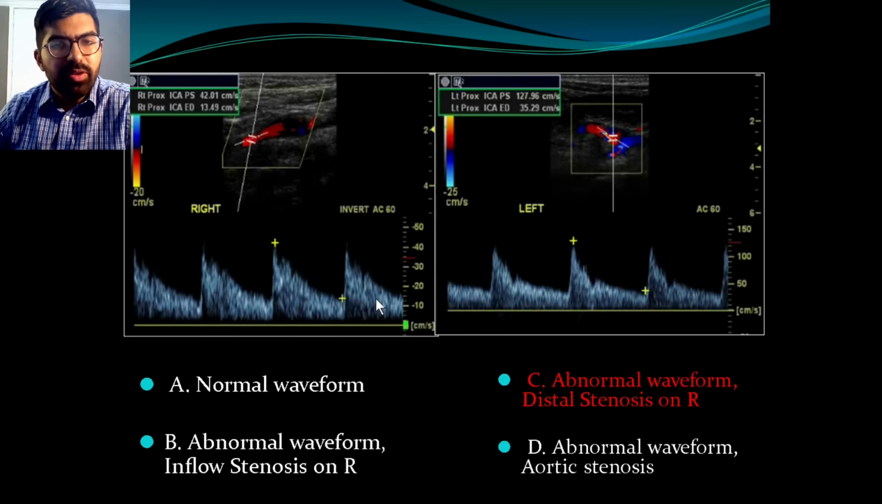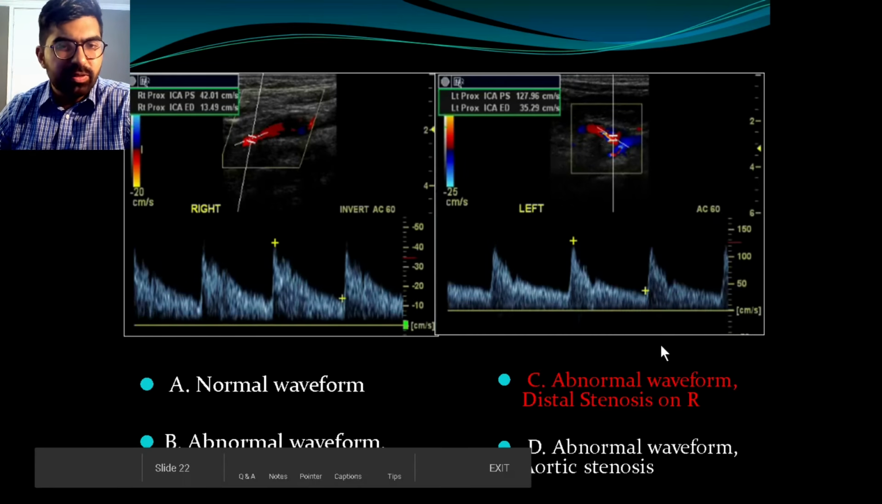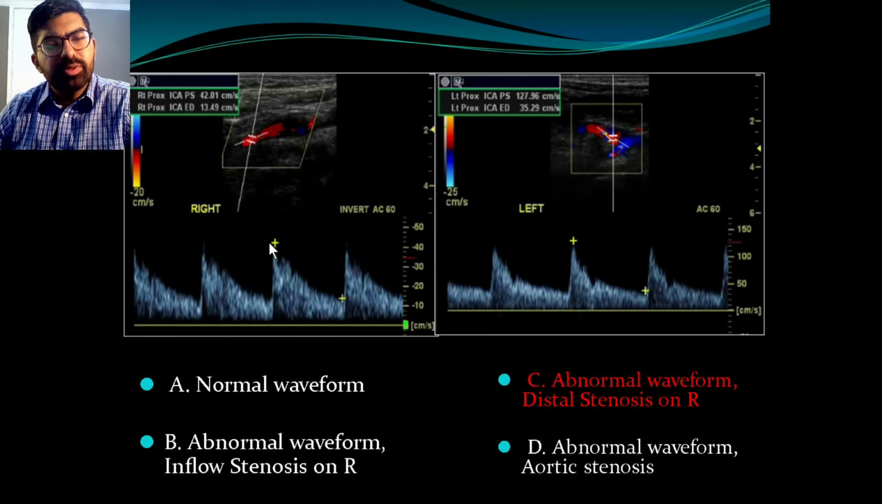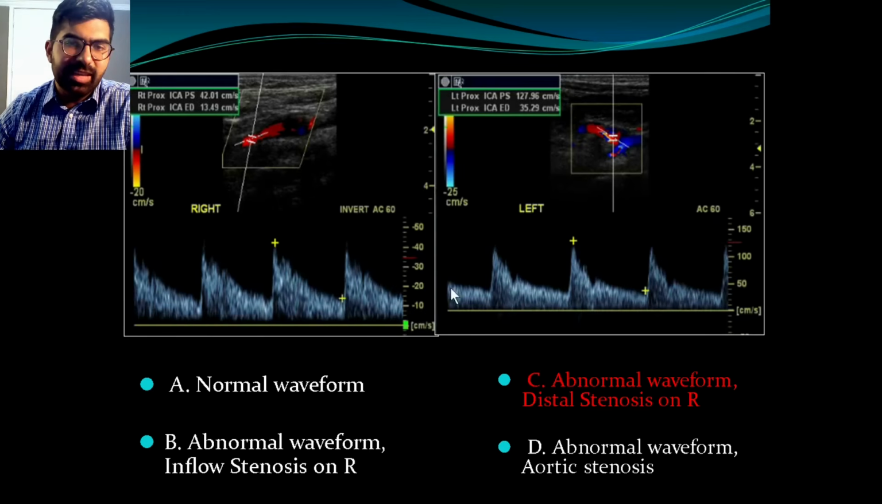But the way you know from this particular image is, again, look at the velocities. Significant difference in the ICA between the right and the left. You also notice the increased spectral broadening. But is this an inflow stenosis of any kind? No, because the upstroke is very, very sharp. So why would you then have decreased peak systolic velocities? And the way this is scaled, it looks like they're equal, but this is actually only a third of this one here. So there's a lot less flow going in that ICA.